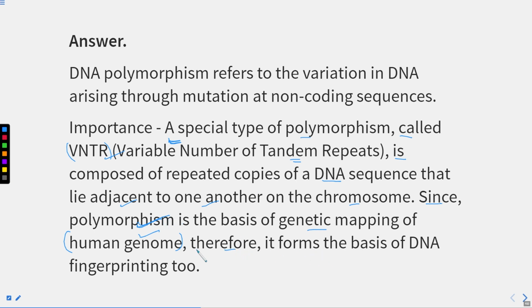Therefore, it forms the basis of DNA fingerprinting also. So what is the importance of this polymorphism? It is the basis of genetic mapping of the human genome, as well as the basis of DNA fingerprinting. These techniques are based on polymorphisms such as variable number of tandem repeats. Tandem repeats mean they are repeating and they lie adjacent to each other. All right. And variable number means there is polymorphism.